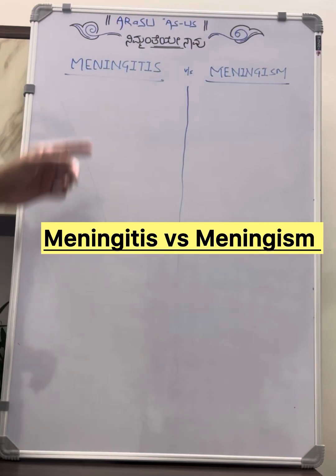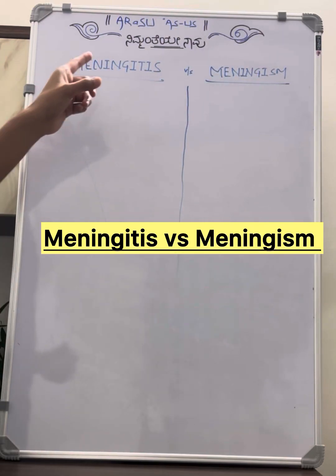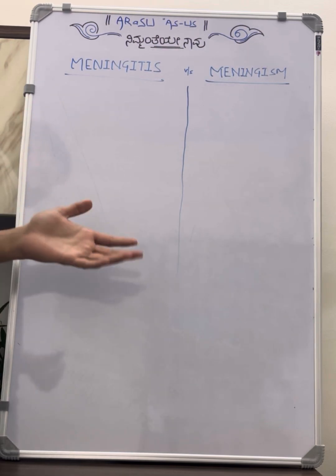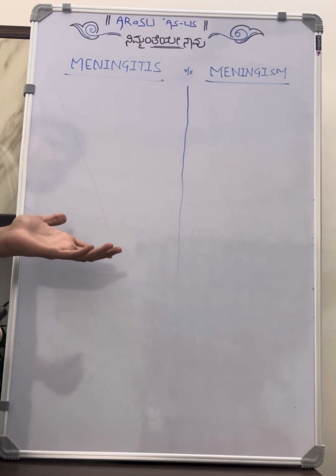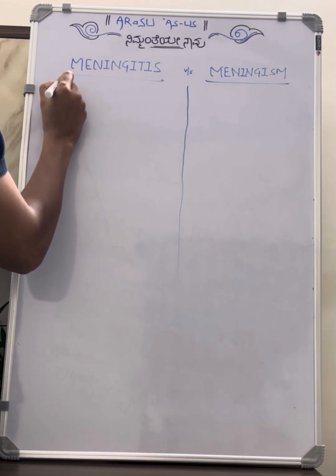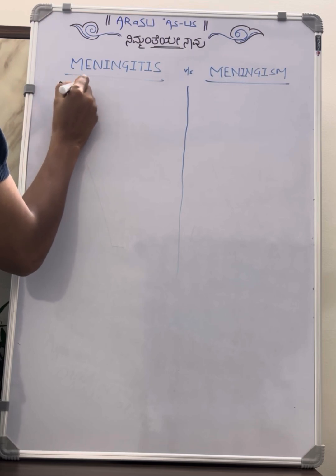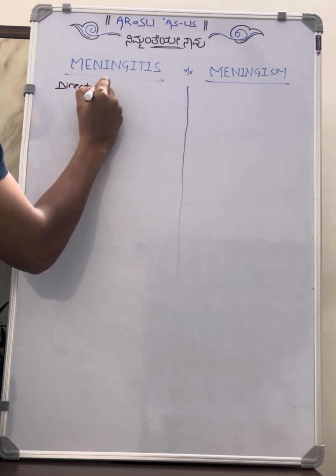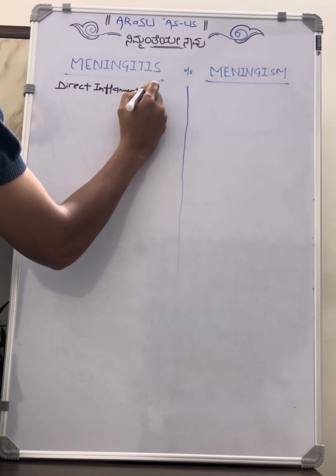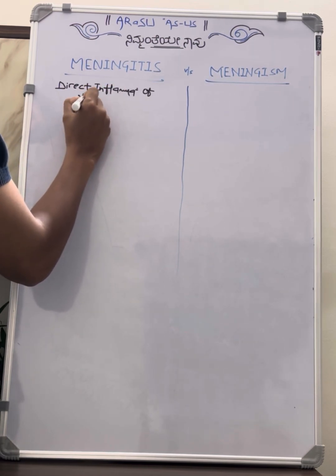Today we'll deal with the topic of meningitis versus meningism, most often asked in vivas and during case presentations. So we'll deal with this one. Meningitis is the direct, actual inflammation of meningeal layers.